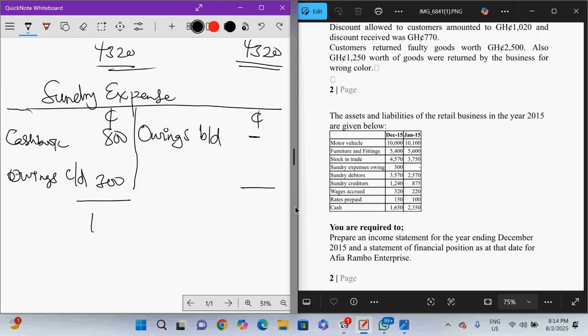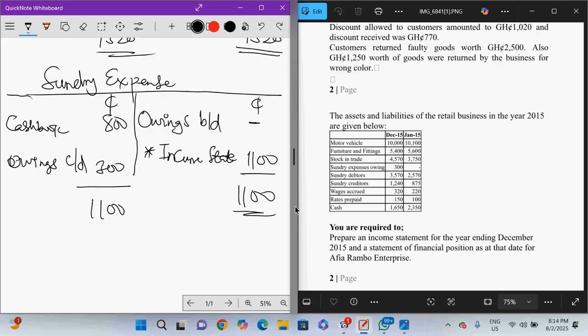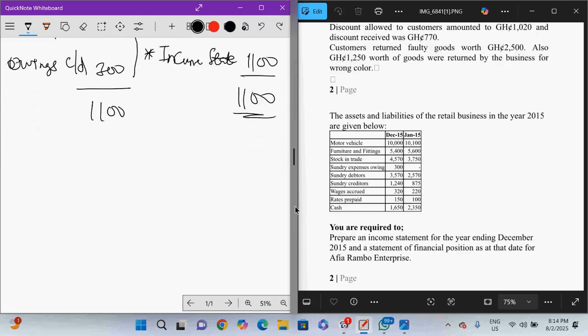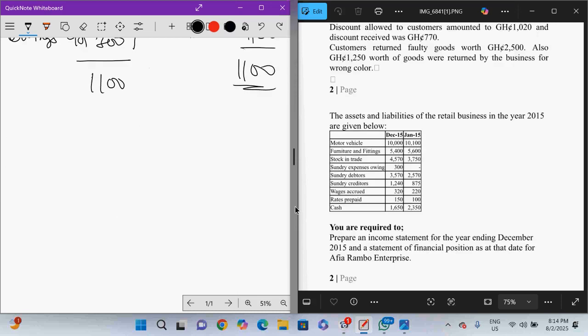So how much is it? 1100. So the difference will go to the income statement, an amount of 1100, right? So now we are done with step 4. Step 5 is actually answering the question, that is the income statement for the year ended.